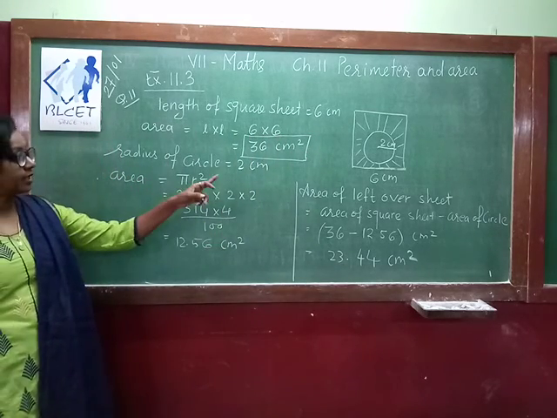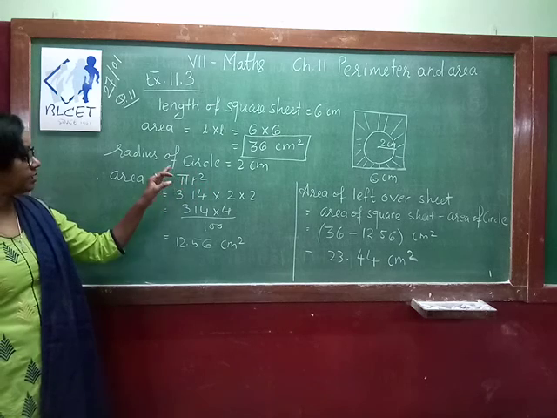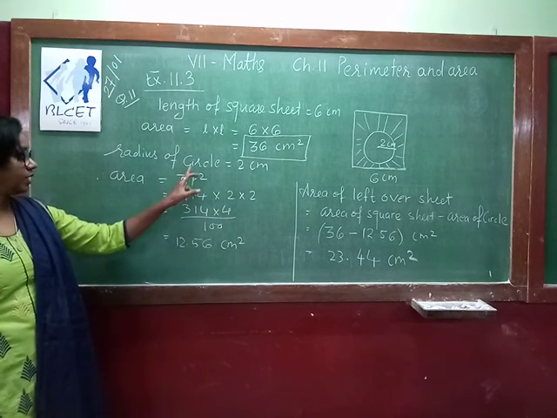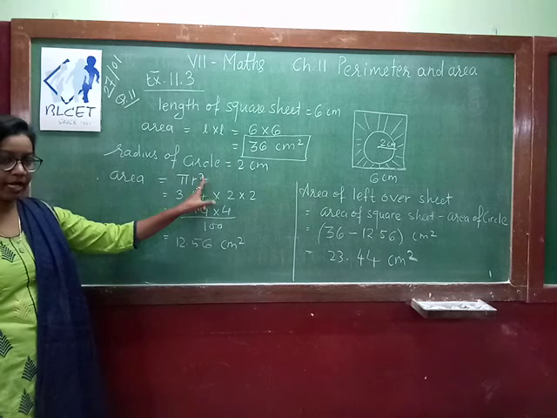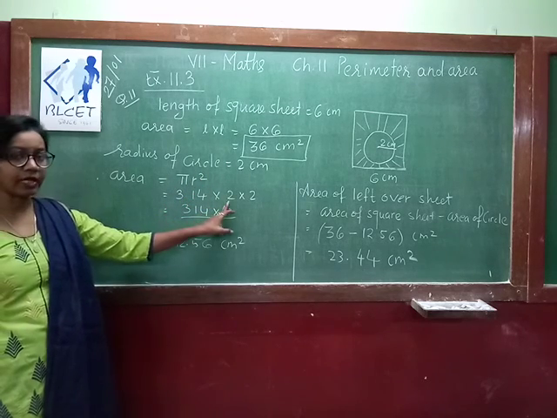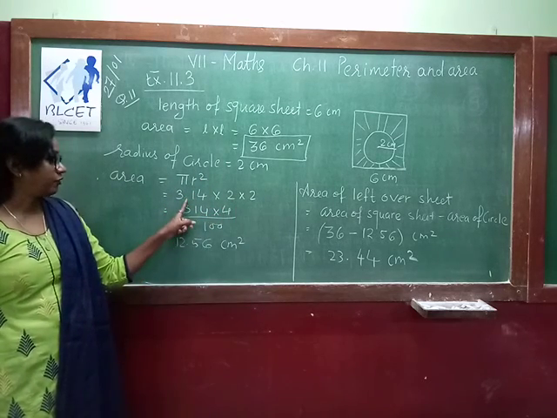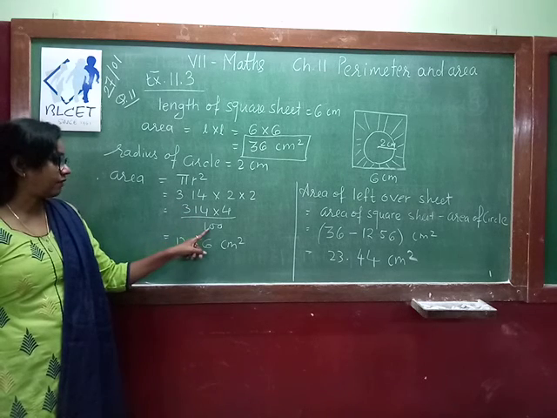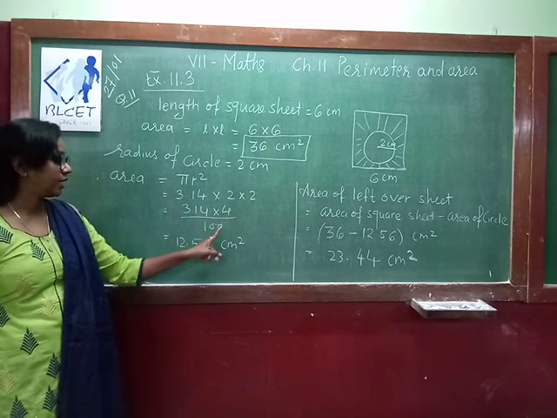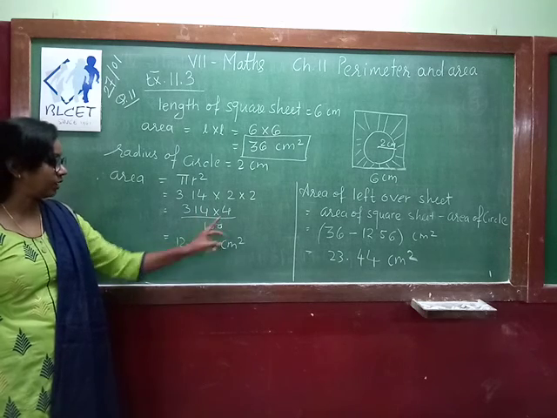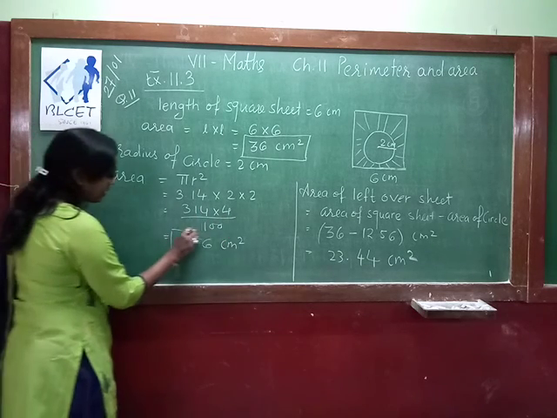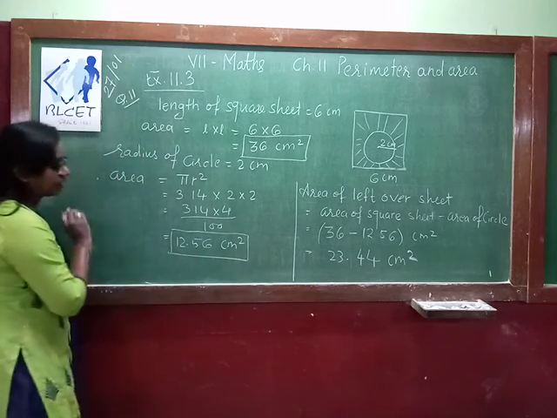Now we are cutting the circle of 2 cm radius. So radius of circle is 2 cm. Area of this circle is pi r square, that is the formula. Pi is 3.14, r square is 2 into 2. So if you remove the decimal point, you have to keep 100 in the denominator. So 314 into 4 divided by 100. Do the calculation, you will get the answer 12.56 cm square. This is the area of the circle.